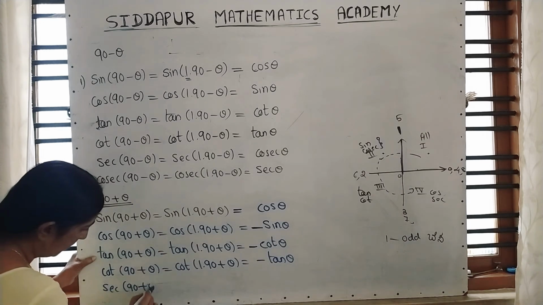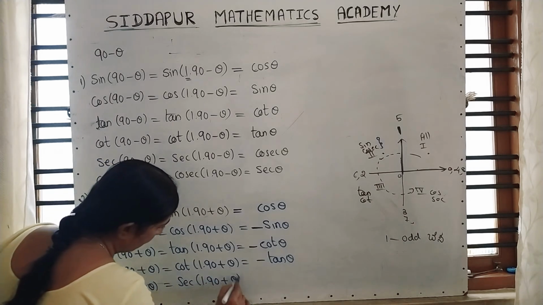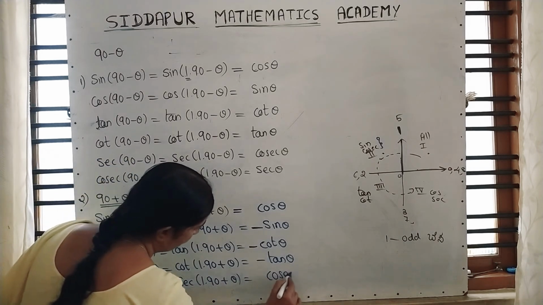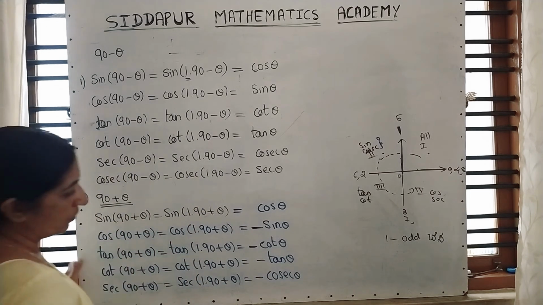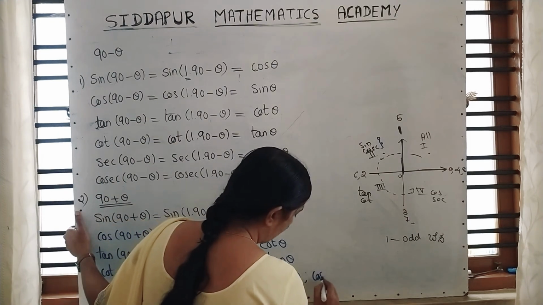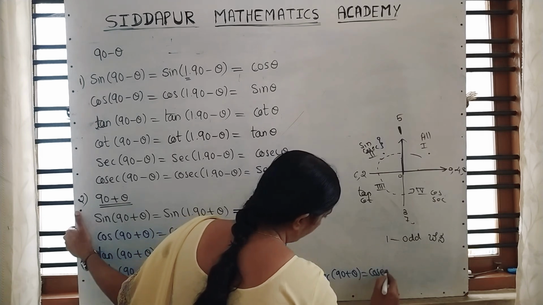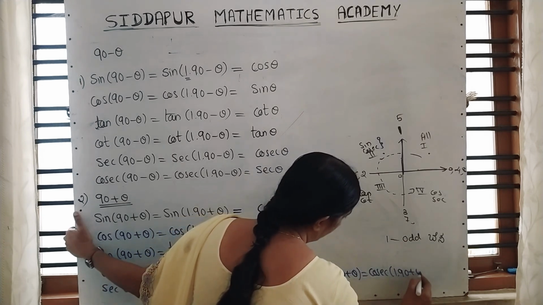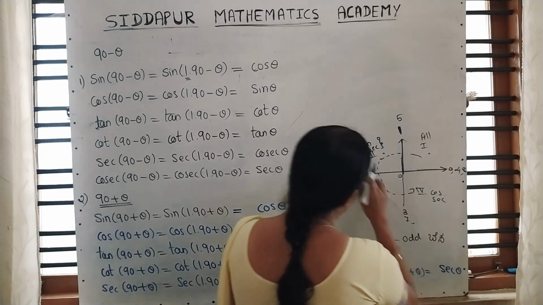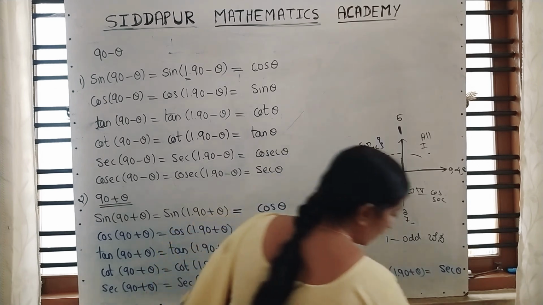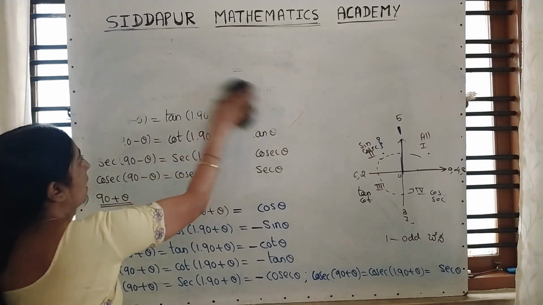Sec of 90 plus theta. Sec of 1 into 90 plus theta. 1 is odd, sec changes to cosec. Sec is also negative; only cosec is positive. Cosec of 90 plus theta. That is cosec of 1 into 90 plus theta. 1 is odd, cosec changes to sec. And cosec is positive, so your answer is positive. Understood? Now we are moving to the next allied angle.